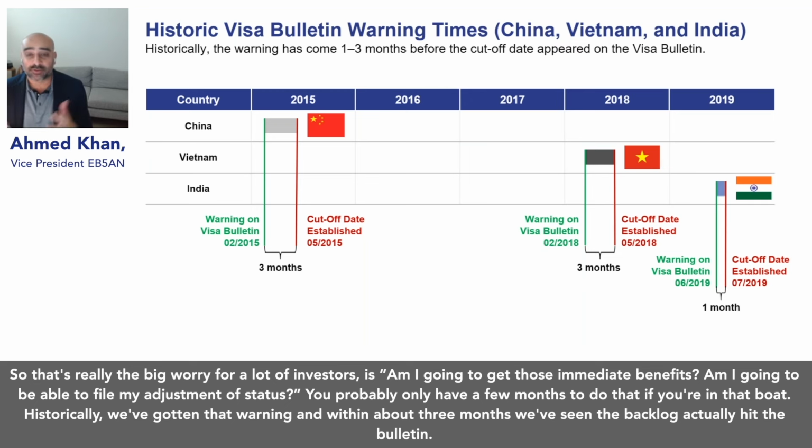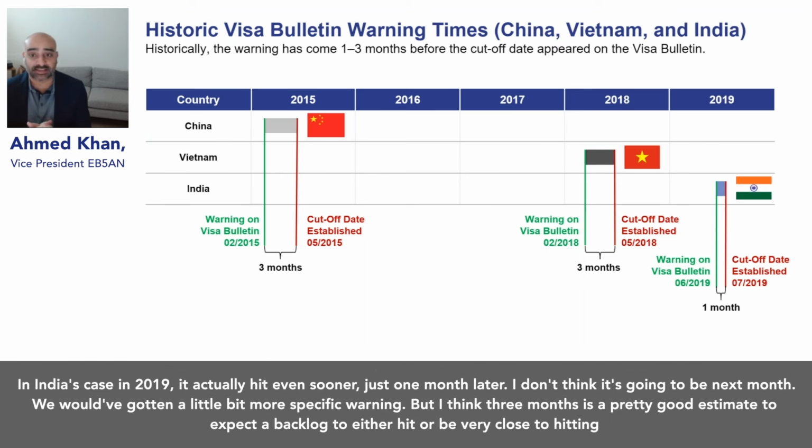And you probably only have a few months to do that if you're in that boat. Historically, we've gotten that warning, and within about 3 months, we've seen the backlog actually hit the calendar, or say hit the bulletin. In India's case, in 2019, it actually hit even sooner, just 1 month later. I don't think it's going to be next month. We would have gotten a little bit more specific warning, but I think 3 months is a pretty good estimate to expect a backlog to either hit or be very close to hitting.